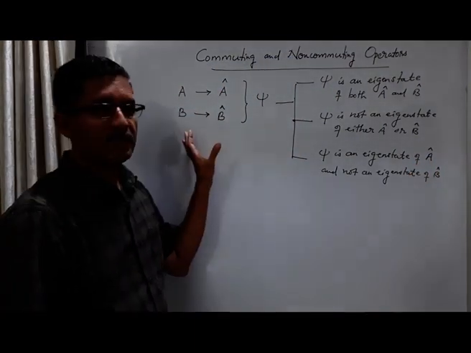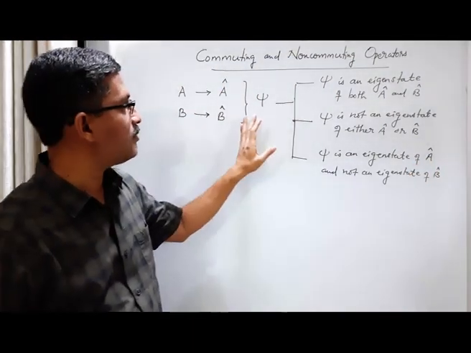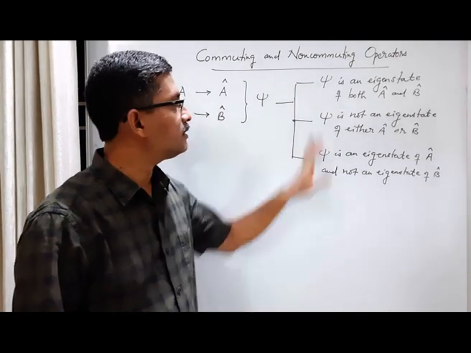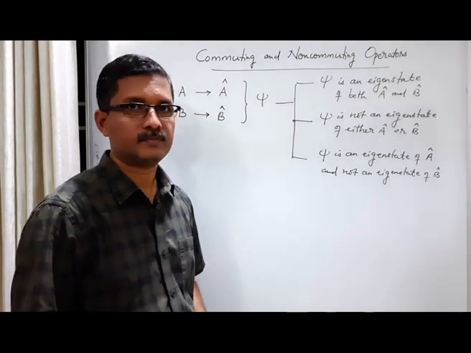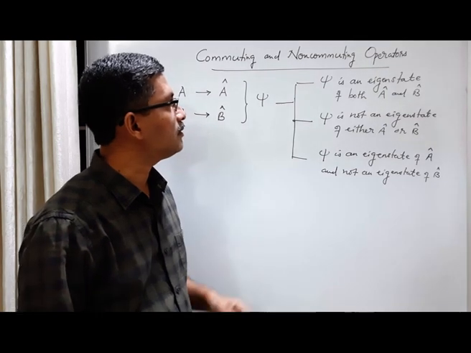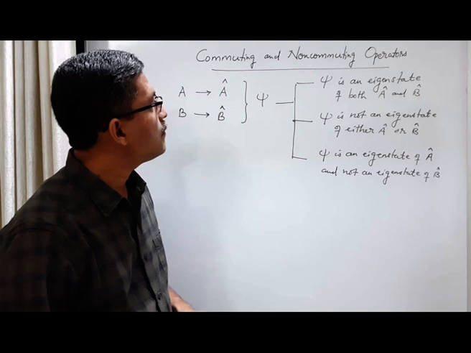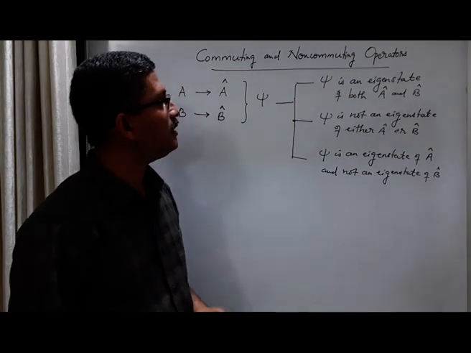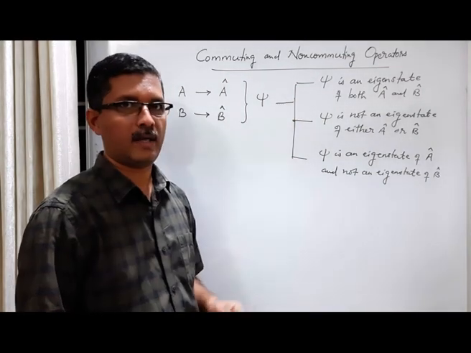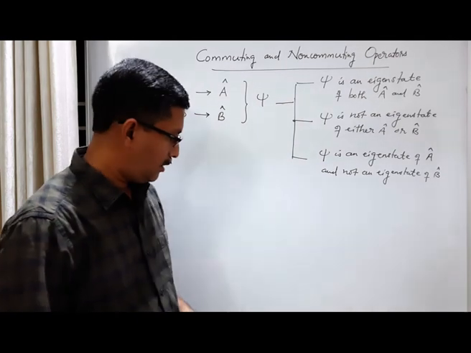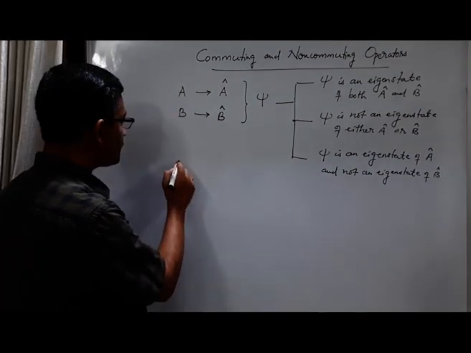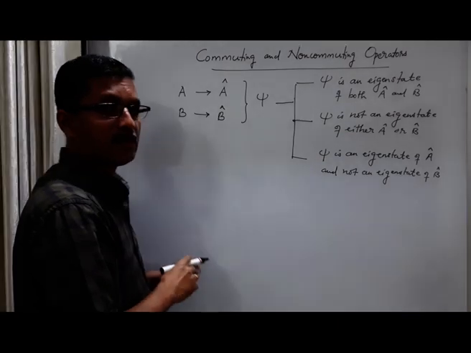So when we try to measure two physical quantities in the same state of a system, these are the three possibilities. Let us consider these three possibilities one by one. So first consider this, psi is an eigenstate of both A and B. So we want to measure A and B.